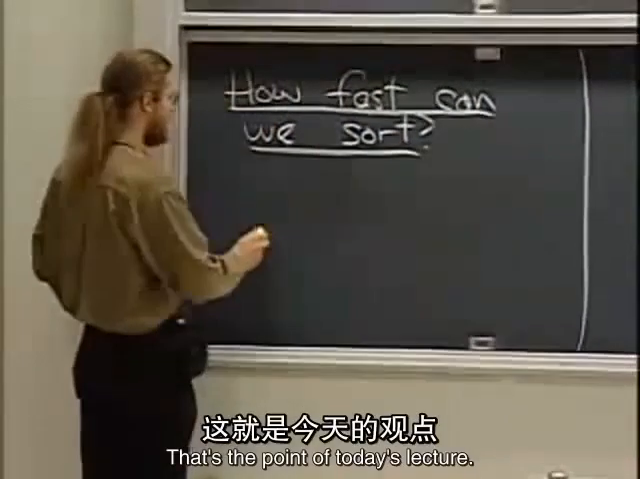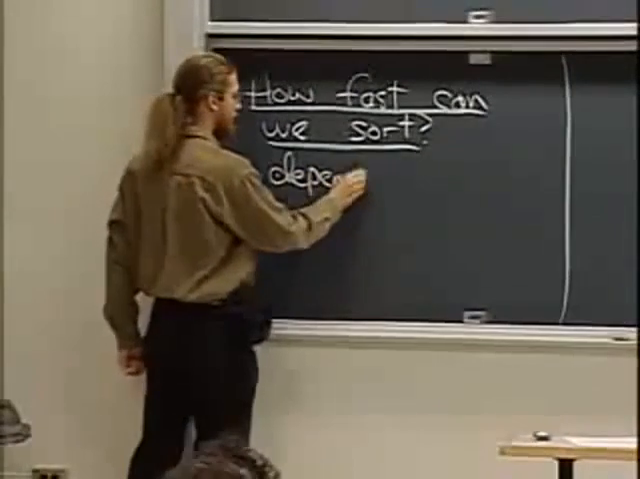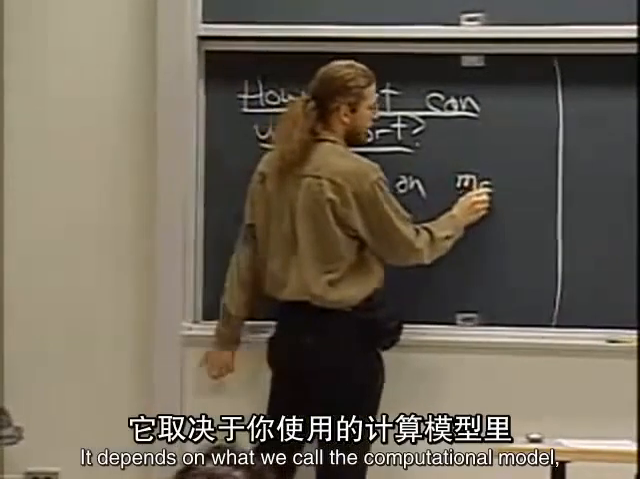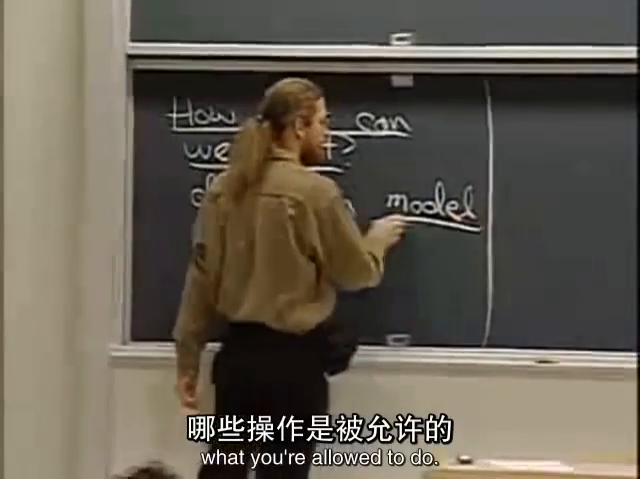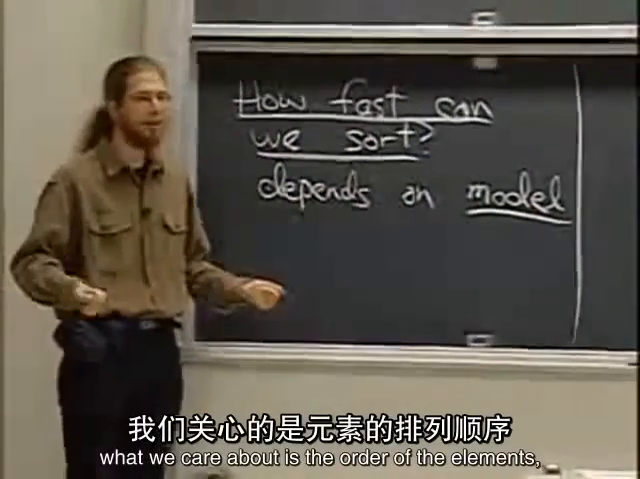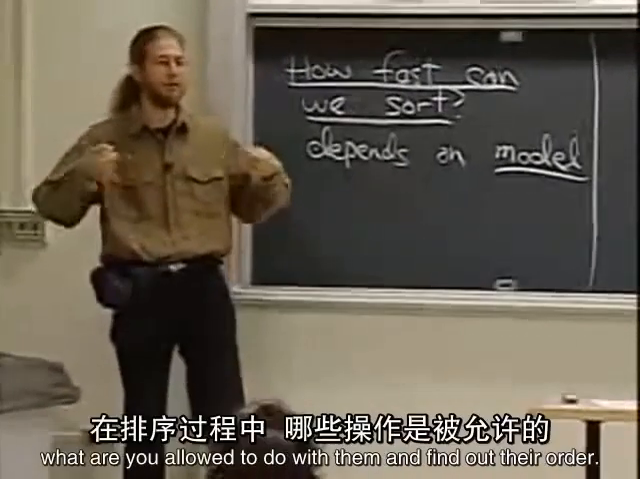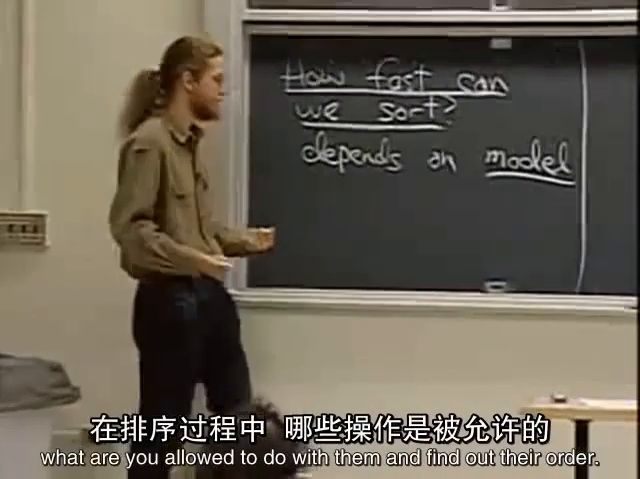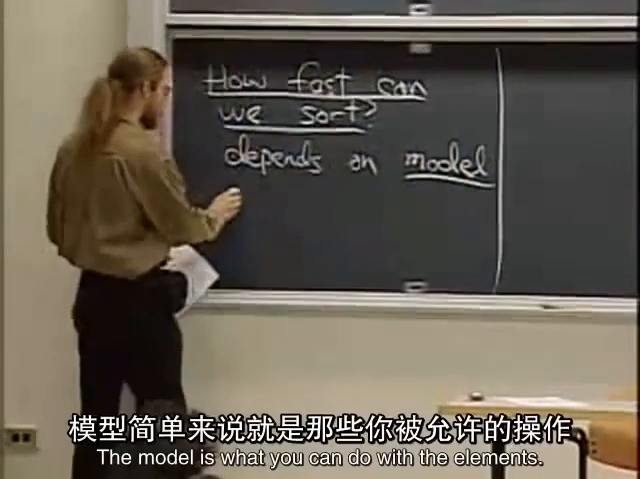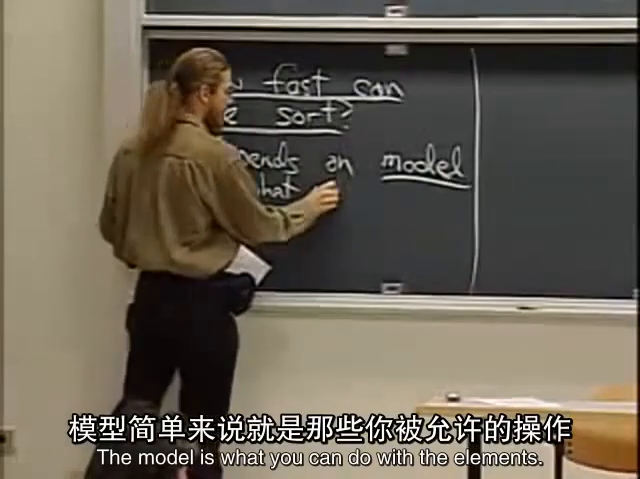Okay, so that's the point of today's lecture. It depends on what we call the computational model, what you're allowed to do. And in particular here with sorting, what we care about is the order of the elements. How are you allowed to manipulate the elements? What are you allowed to do with them? And find out their order. So the model is what you can do with the elements.